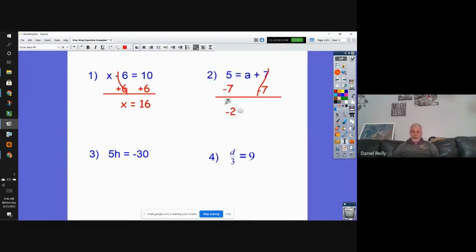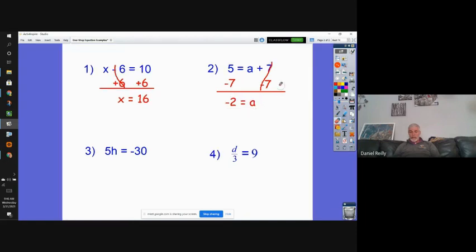negative 2 equals a. This one you might not have been able to do in your head so easily because it has a negative number in there. What number plus 7 equals 5? Negative 2 plus 7 equals 5.